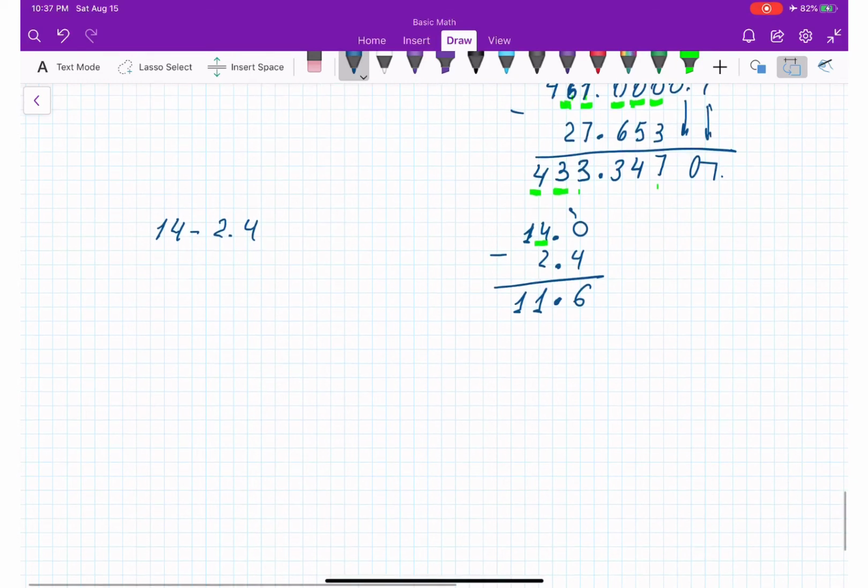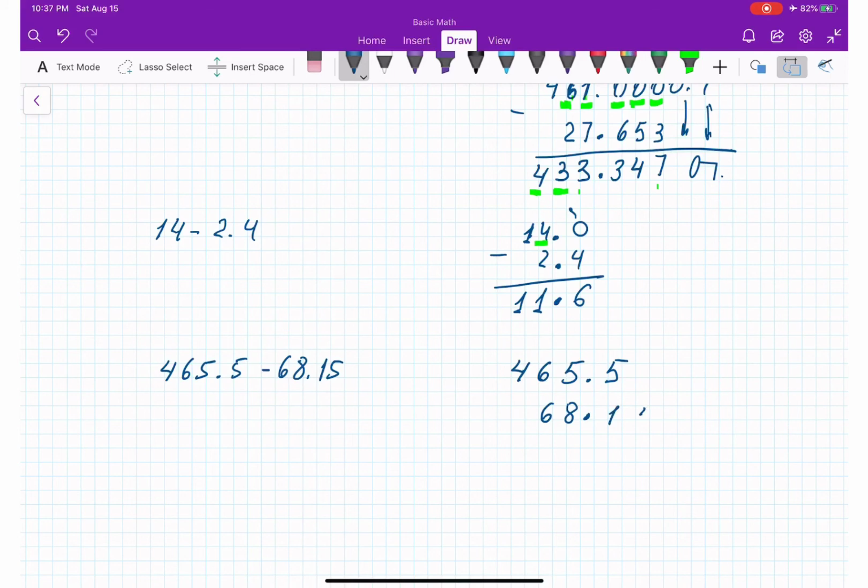Next one, 465.5 minus 68.15. Okay, 465.5, I'm subtracting 68, point is here, 8, 6, and here is 1, here is 5. So I cannot do nothing minus 5, so I'm adding 0. Because this 0 after the decimal point at the very end doesn't make any change to the number.